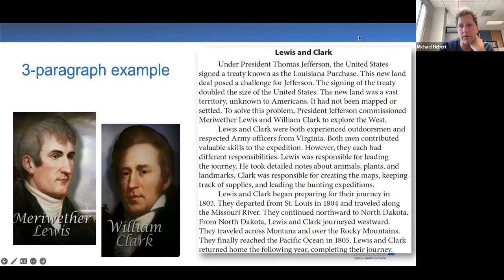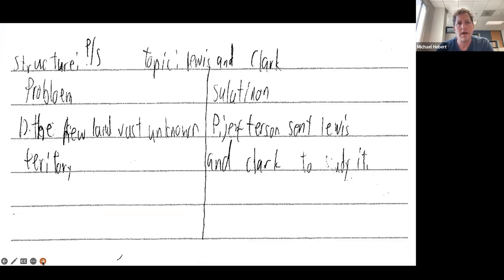Here's an example, a three paragraph example. We asked kids to take notes, to identify the text structure, and then take the notes on each of the paragraphs. So I won't have you read through this entire thing, but there are three different text structures represented. This is an example of one student's. First they wrote, this is about the first paragraph, problem solution. Topic was Lewis and Clark. The problem is that there's a new land and the solution was that they sent Lewis and Clark to study it.